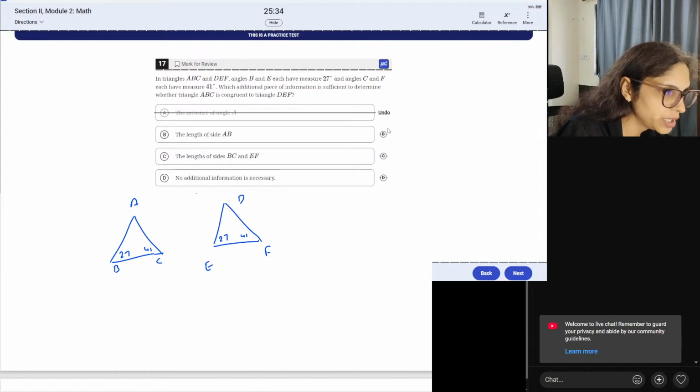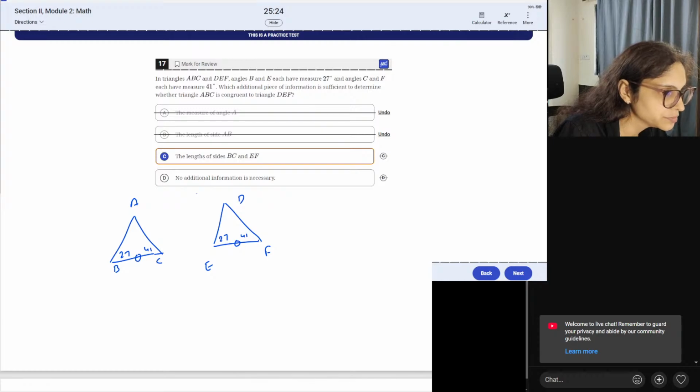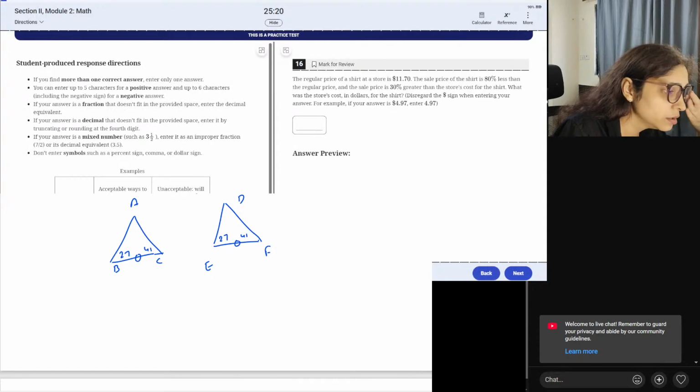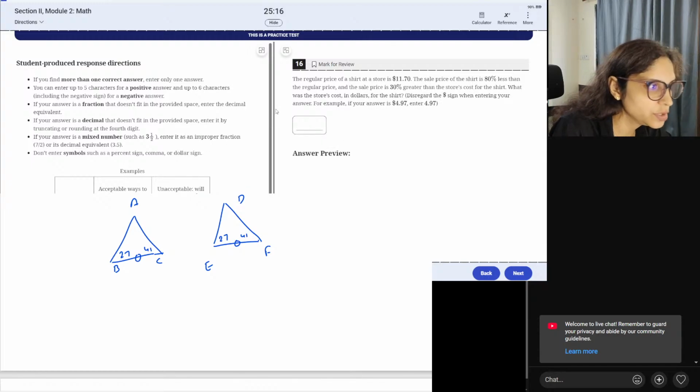Measure of angle A not going to help. One length is not going to help. Lengths of side BC and EF, yes. So if you know BC and EF are equal, then they will be congruent. If they are not equal, they will not be congruent. One, two, three, four. Only 4 questions done. We need to hurry.